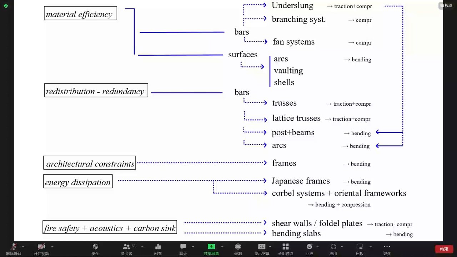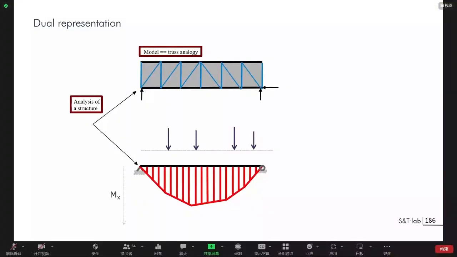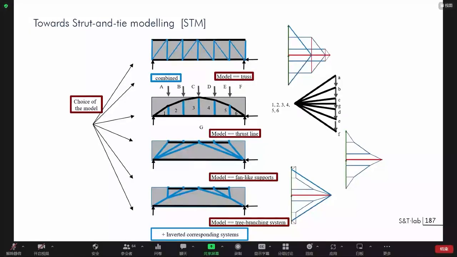But going to material efficiency, this is more with bars and surface systems. I won't be discussing surface systems such as vaulting and shells, that's quite particular, but with bars, fan systems and branching systems, for instance. You will have several examples of that kind put forward. So let's have a look at this as an example. You remember I mentioned the dual representation between truss analogy and bending system. You will see again this kind of system with truss lines, fan link support, and tree branching systems appearing in the examples I will be showing, and the examples that Sylvain will be showing inside of VGS.